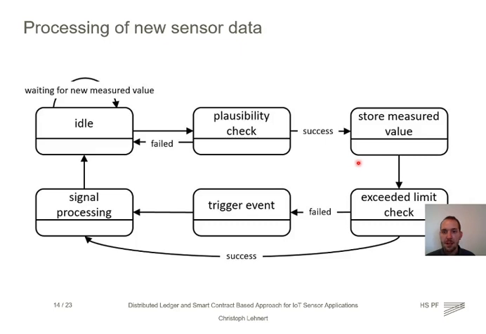If the sensor data is within the plausible range, it is taken as the current last measured value. If a measured value exceeds the defined limit value, an event is entered in the blockchain that is irrevocably and permanently located there. The last step is the signal processing, where calculations are performed in the blockchain.